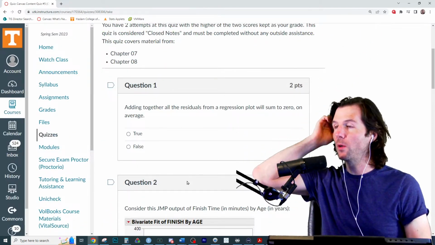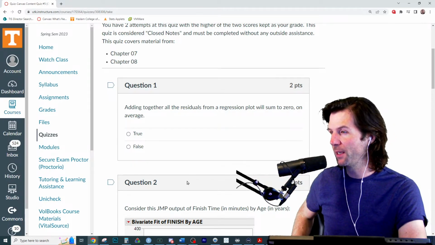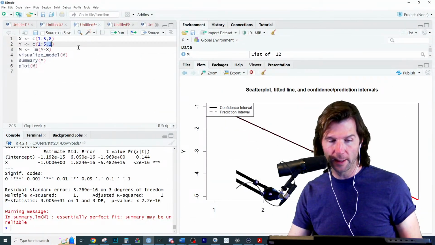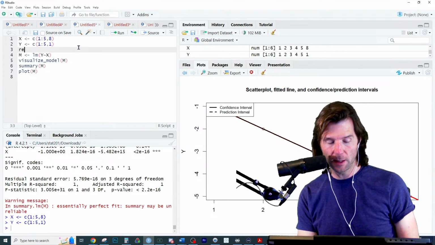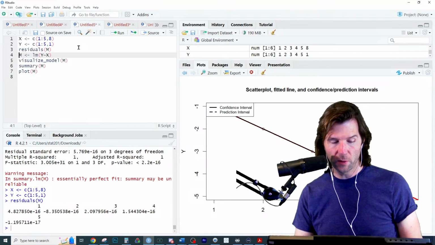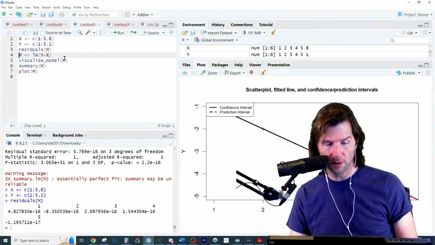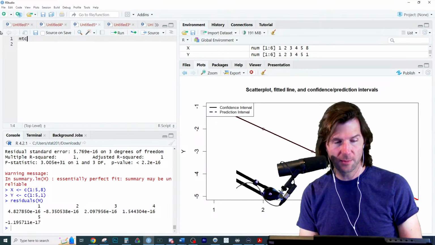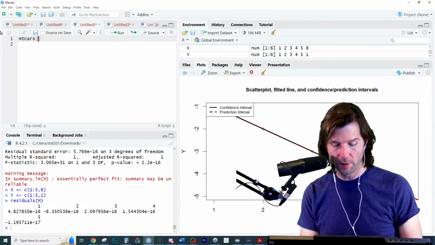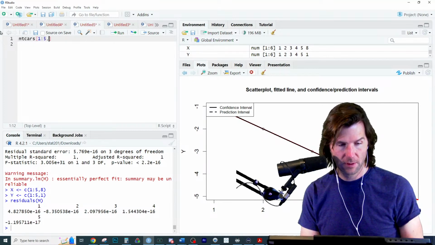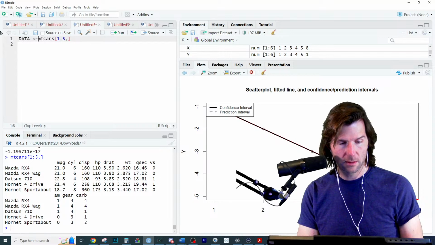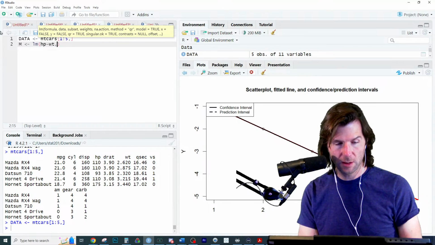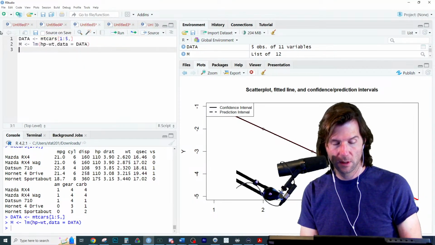Adding together all the residuals will always sum to 0 on average. We don't even need on average. Well, take a look at the residuals right here. We made a model earlier. We'll make the one where I didn't have it as a perfect model, and we can get the residuals right here. So here are the residuals. Oh, they're so small. Let's go to empty cars and go to rows 1 through 5. So let's make a model predicting horsepower based on weight of data, and here's the model.